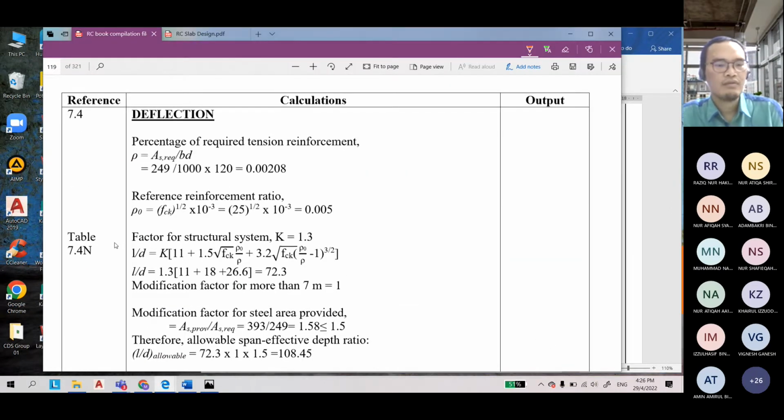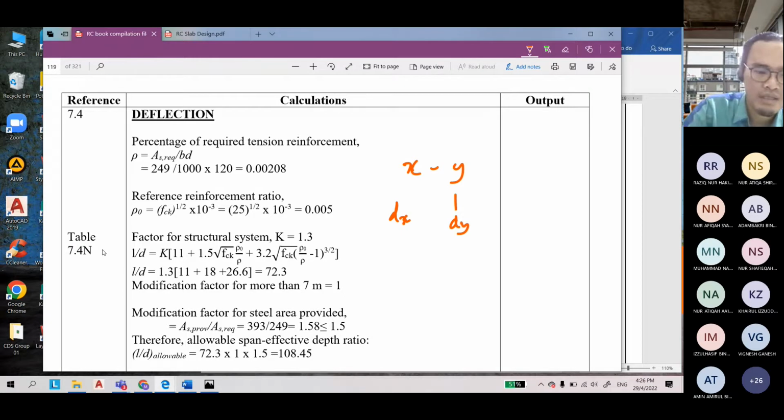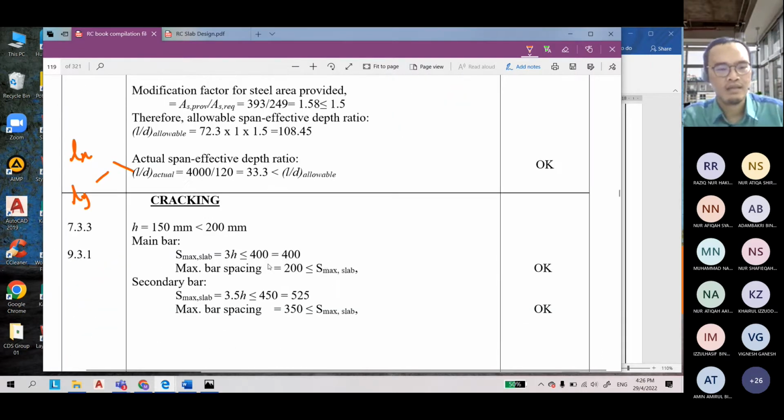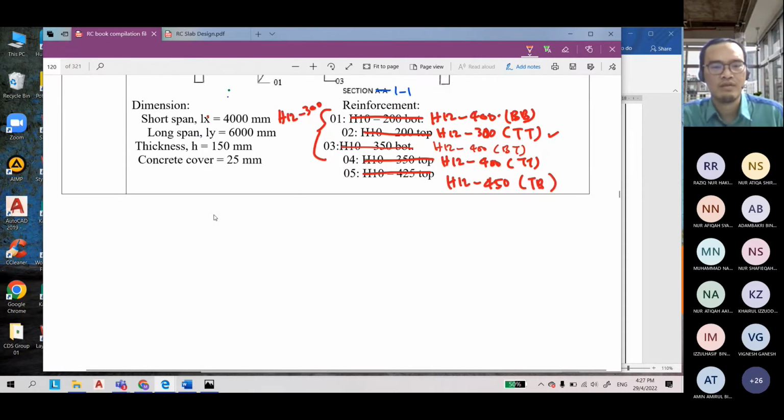Okay. Check, you can try both. For both x and y direction, make sure you use corresponding dx and dy. And then the lx or ly, you can check for both direction of the deflection. And then you can check the cracking. Make sure for the main bar it not exceed 400 mm. For the secondary bar it not exceed 450 mm. And then proceed with the detailing like this one.